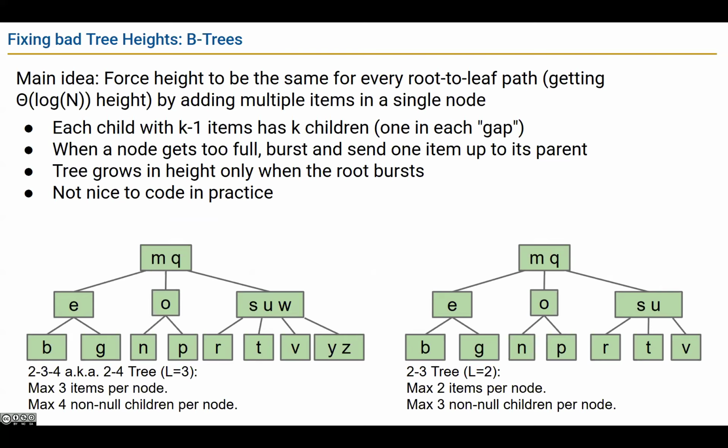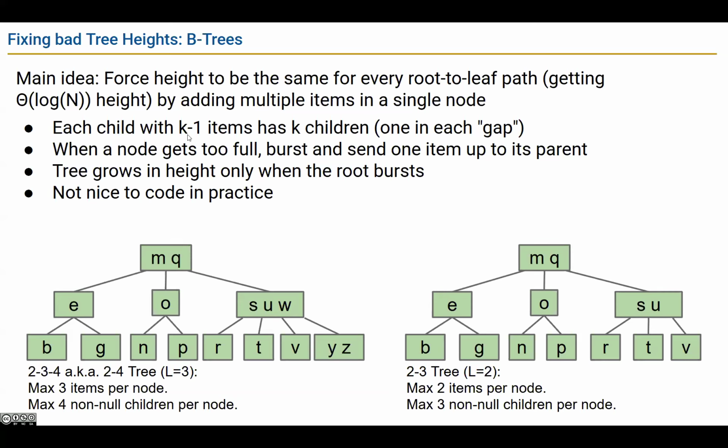If a node has, let's say, 4 items in it, it'll have 5 children, 1 for each gap between items. And the idea is if a node gets too full, then we just pop one of the items up, send it to its parent, and now we have another valid B tree. The tree really only grows in height when the root gets too big. We can show that this ends up having guaranteed logarithmic height. It's unfortunately not very nice to code in practice.